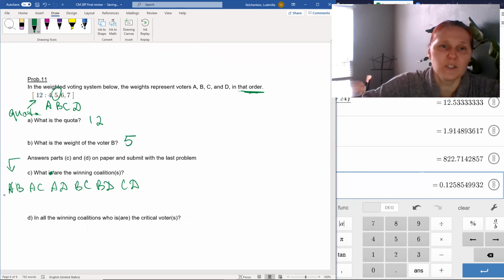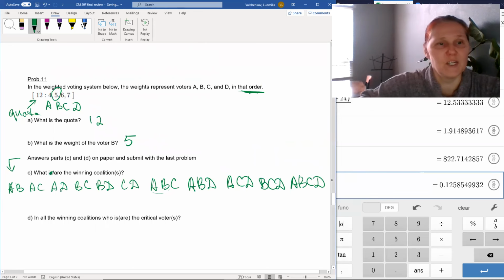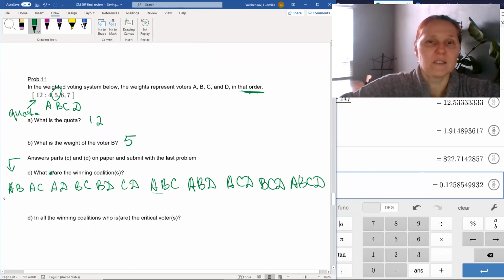3 member coalitions, A, B, C, starting with A, B, there is another coalition, A, B, D. Then still starting with A, C, D, and one that started with B in the beginning, B, C, D, and the last is A, B, C, D, the 4-member coalition. Now let us find their weight and determine whether they are winning or not.